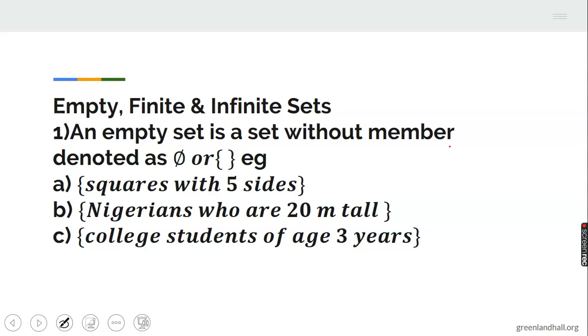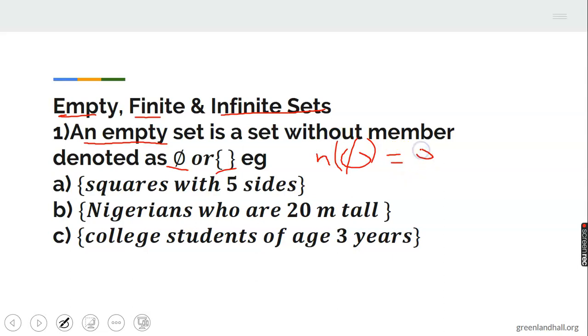I want to define empty set, finite and infinite set. From the word empty, an empty set means it has no member. It's a set without any member and is denoted by phi. You can see it's empty. Nothing is inside. And the number of elements of phi is 0.